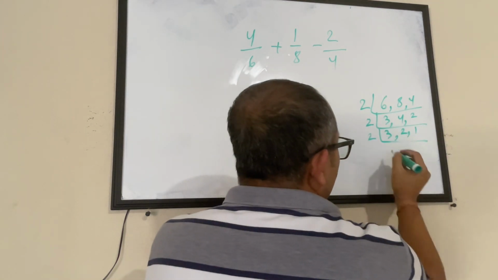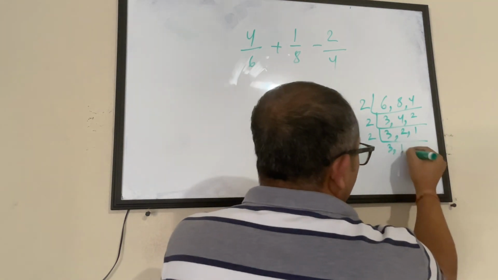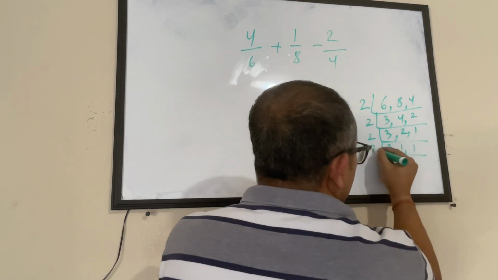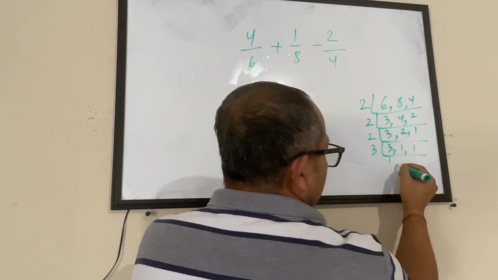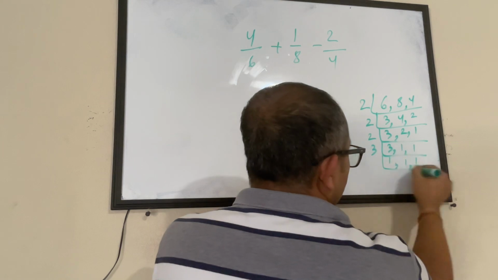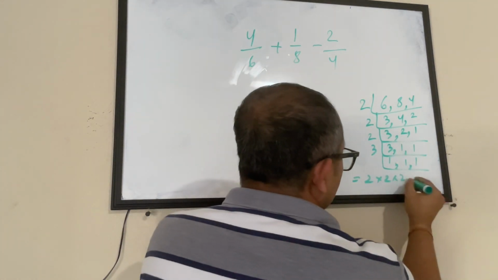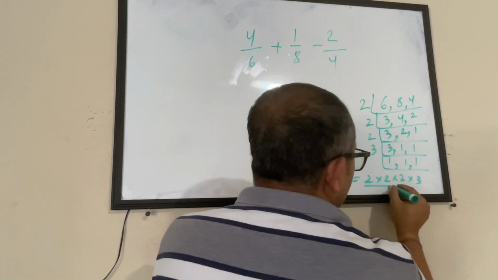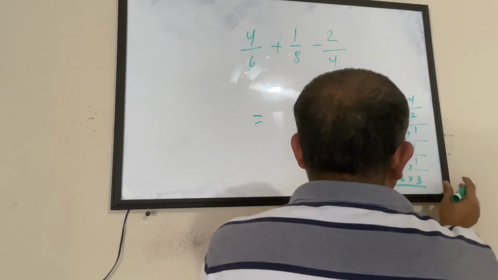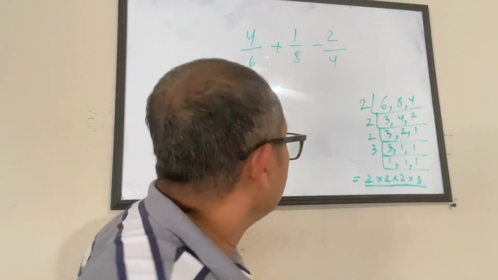Then I'll pick the next small number 2. 3 remains 3, 2 1s are 2, 1. Then I pick 3 as the next small number. 3 1s are 3, 1 remains 1, 1 remains 1. Done. I'll stop here. So this becomes 2 into 2 into 2 into 3. 2 2s are 4, 2 4s are 8, 3 8s are 24. So I got the LCM as 24.